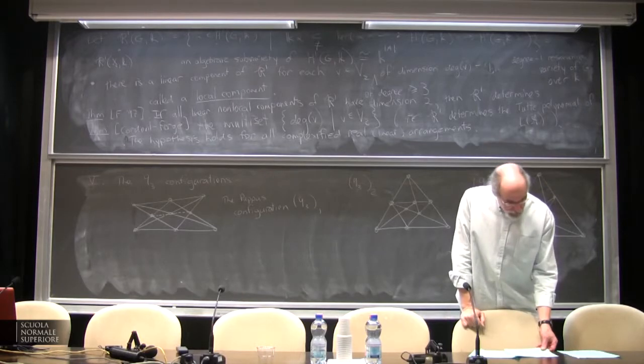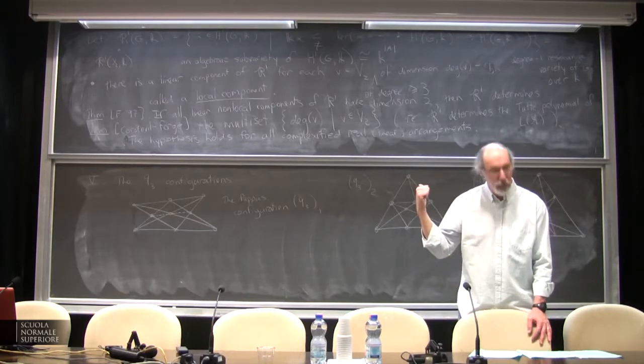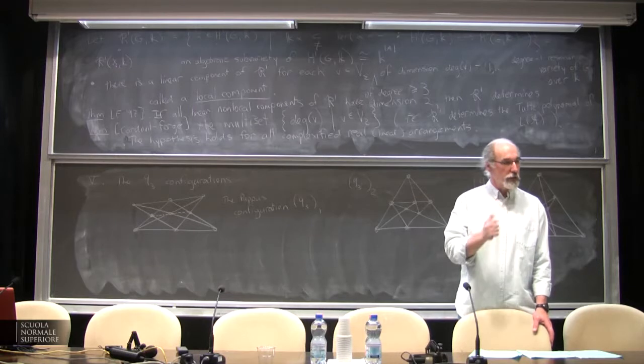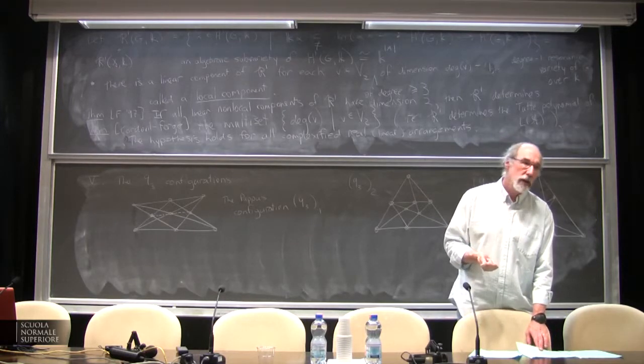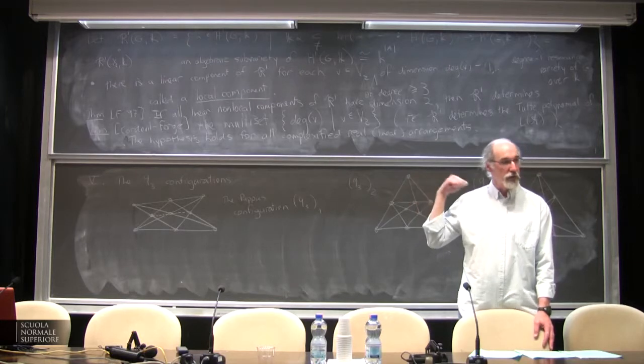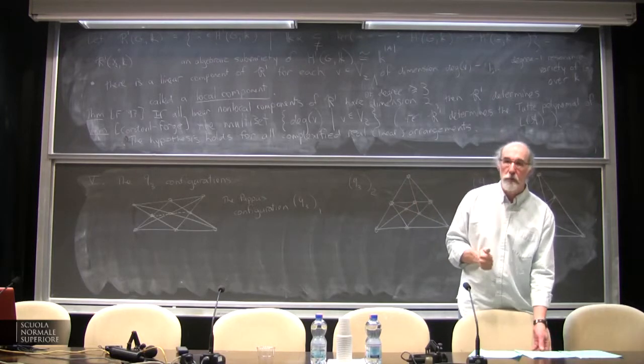So the question is, suppose you take these corresponding arrangements and look at the complements and the groups. Can you somehow distinguish the three configurations by looking at the groups?